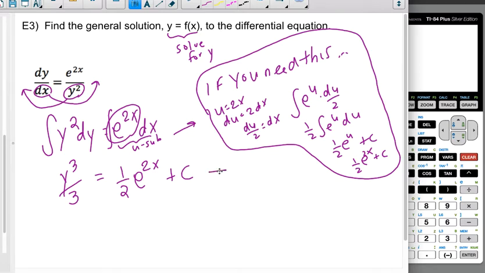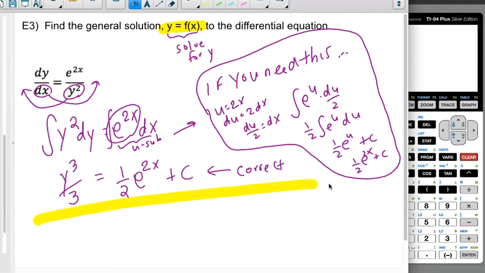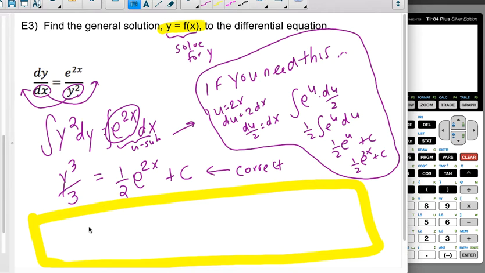Okay, so that's great. So this is correct, but remember up top there was that code that said solve for y. So now after I've done the correct answer, I need to solve for y, right? So I've done the correct answer, but I need to solve for y. I'm going to solve for y by multiplying the 3 over. So I'm going to get y cubed equals 3/2 e to the 2x.